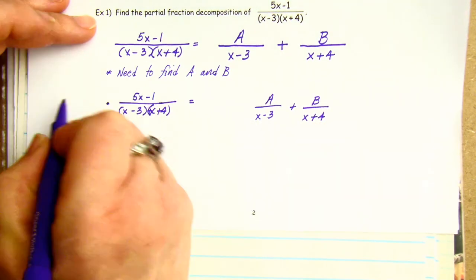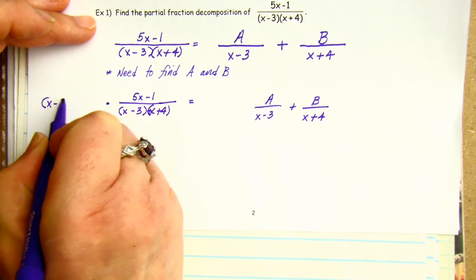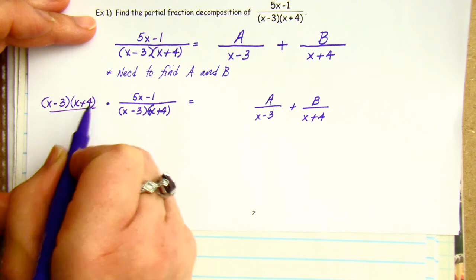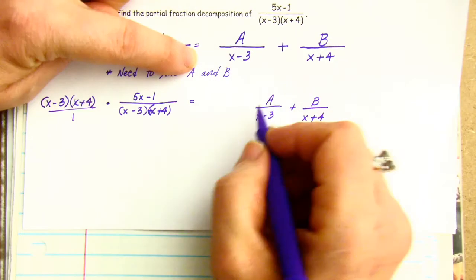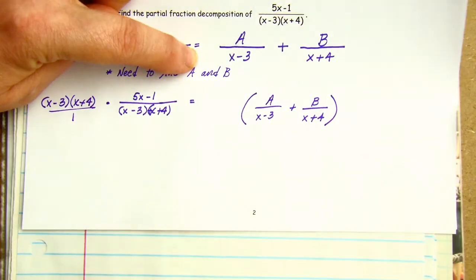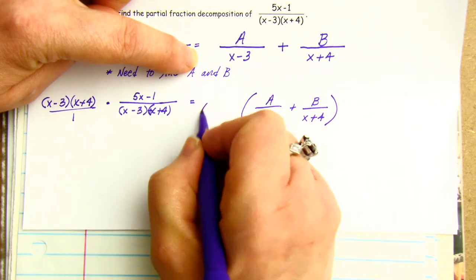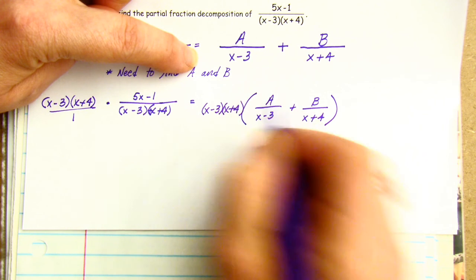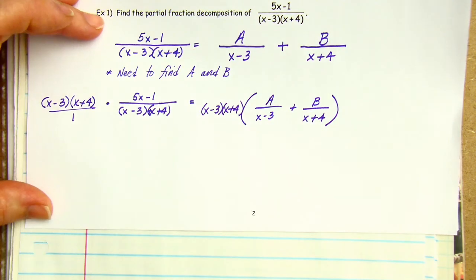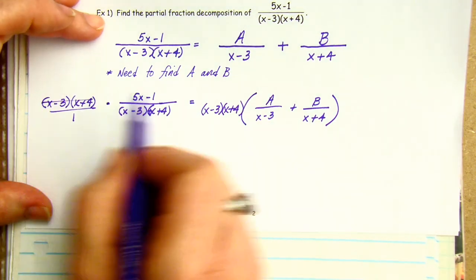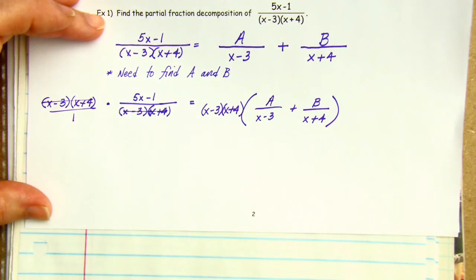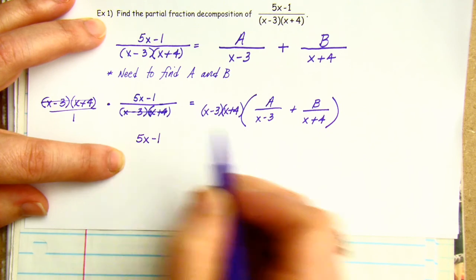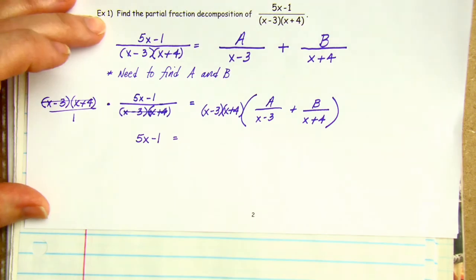So I'm going to do that on the left. Remember, this is over 1. I'm going to group that. And do the same thing on this side. Okay, these are going to divide that out. And so I'm left with 5x minus 1 over on the left side.